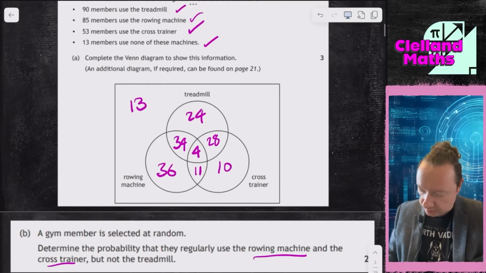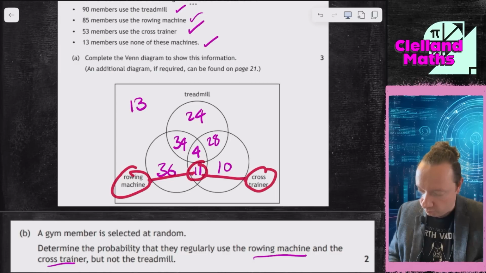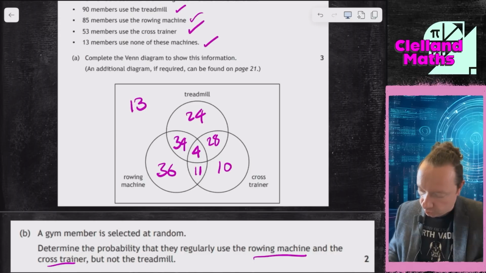So rowing machine and cross trainer, there's the cross trainer, there's the rowing machine, there's the intersection between them. So it's 11. Use both, not before, because that's for treadmill as well. You have to use the rowing machine and the cross trainer, so it's 11. So 11 is my top number.